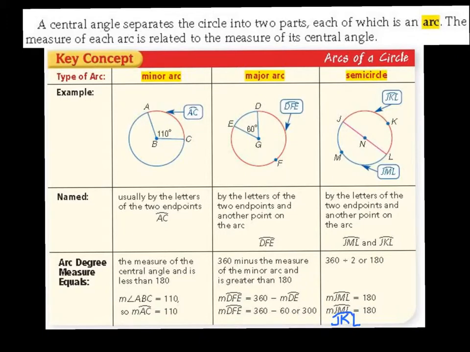Found a typo in the book. I think they meant that second one to be measure of arc JKL.